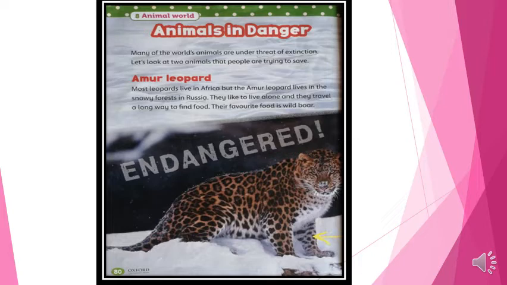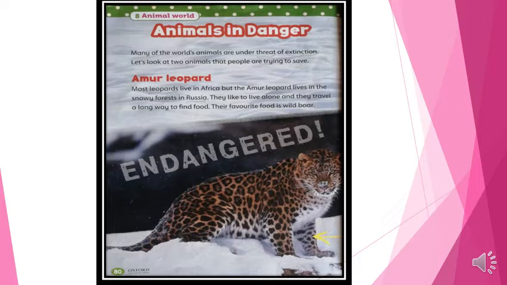Jarvan rhino. Most leopards live in Africa, but the armor leopards live in the snowy forests in Russia. Underline snowy forests. Snowy forests are the forests that are covered with snow most of the time. So most leopards, they live in Africa, but this kind of leopard that is called armor leopard, it lives in the snowy forests in Russia. They like to live alone. So they like to live all alone, and they travel a long way to find food. And for their food, they have to travel at long distances.